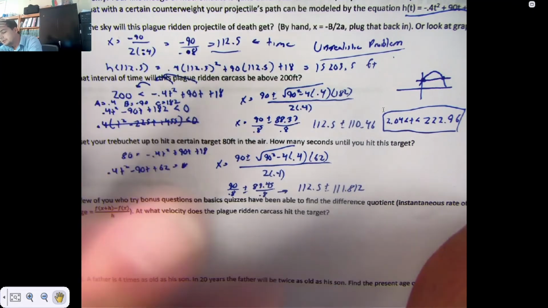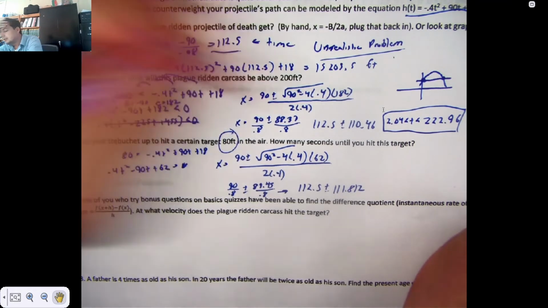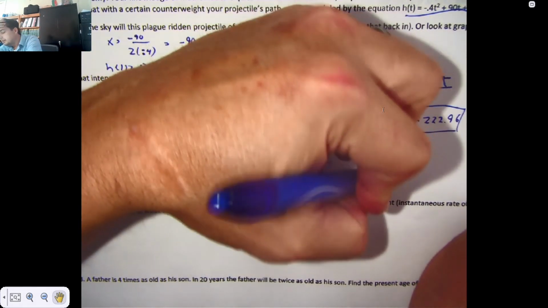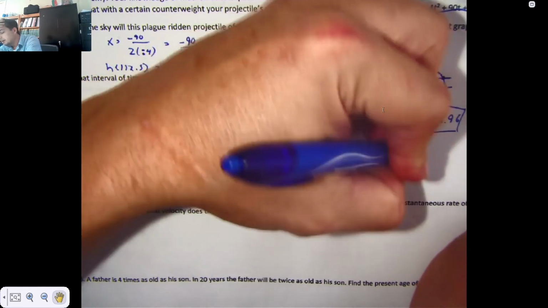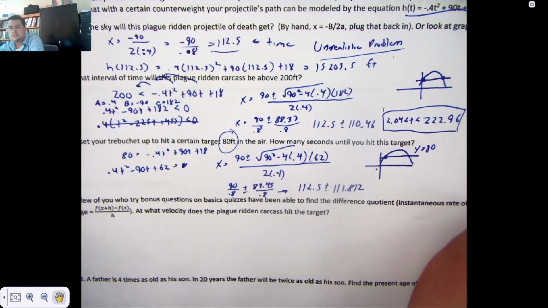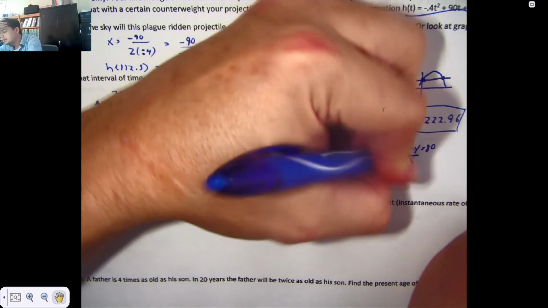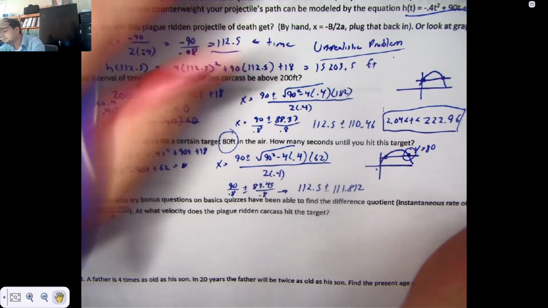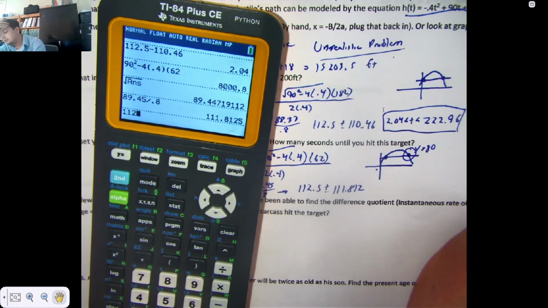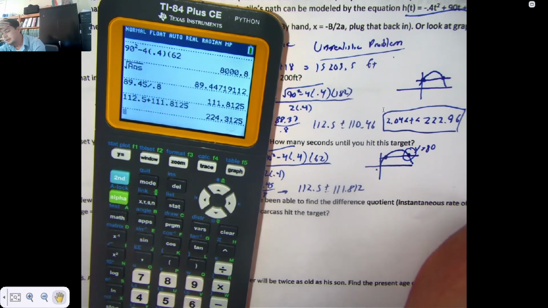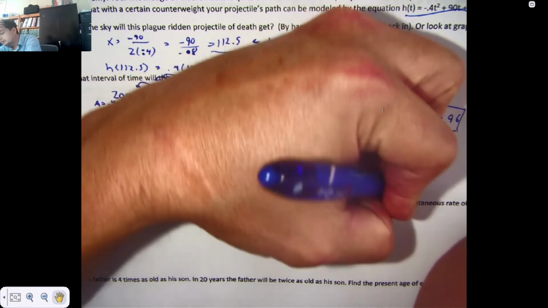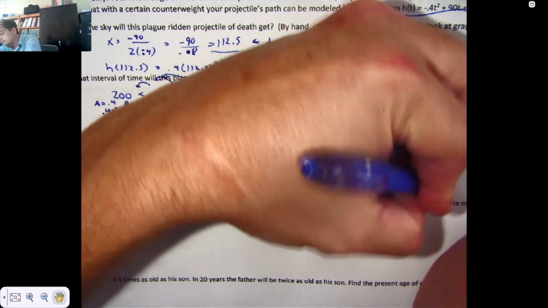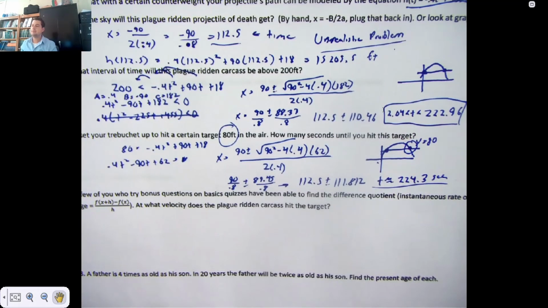And one of these answers doesn't make sense. The first answer you get is when you hit 80 feet the first time, because you're talking about y is 80. One of these answers represents that, and one of them represents this one, and that's the one I want. I actually want the bigger answer. So 112.5 plus 111.8125, about 224.3 seconds. The other thing is extraneous. It doesn't make any sense.